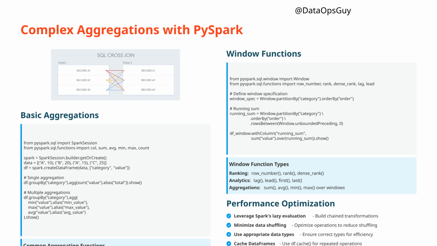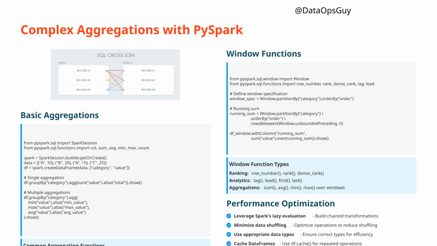PySpark DataFrames provide powerful capabilities for computing complex aggregations and metrics on large datasets. Basic aggregations use group by and AGG functions, with common aggregation functions like count, sum, average, min, max, collect_list, and collect_set. You can perform single aggregations by grouping data and applying one function, or multiple aggregations by applying several functions simultaneously. Window functions enable advanced analytics by performing calculations across sets of data frame rows related to the current row.